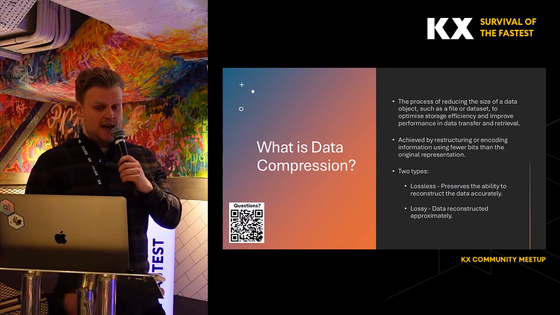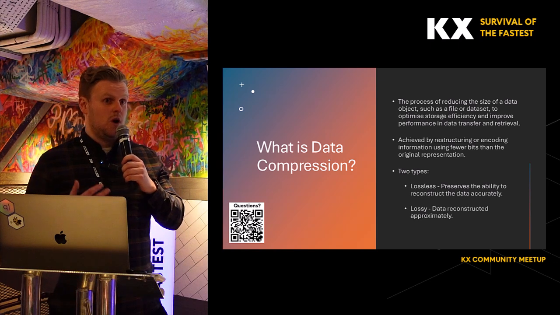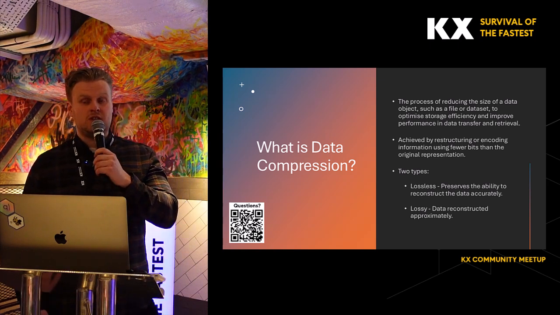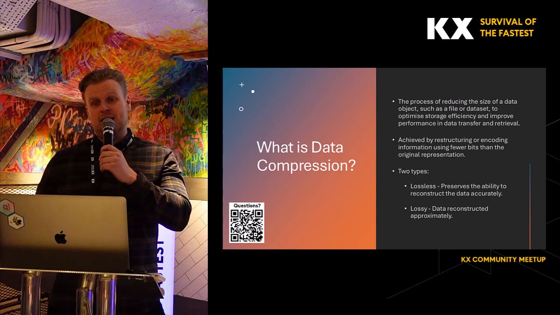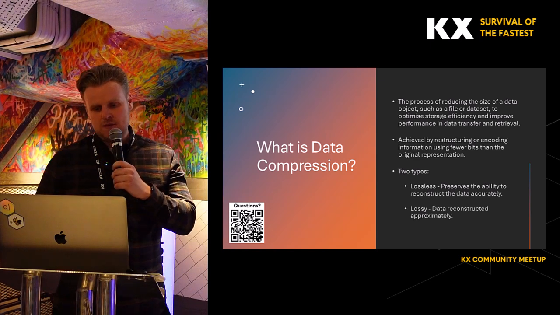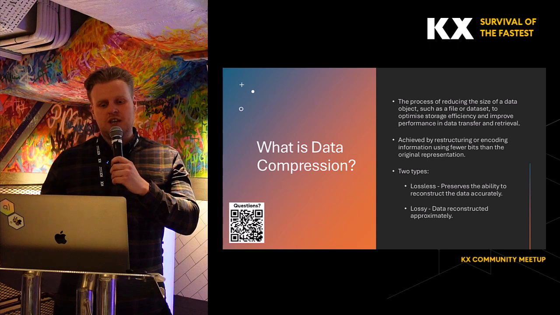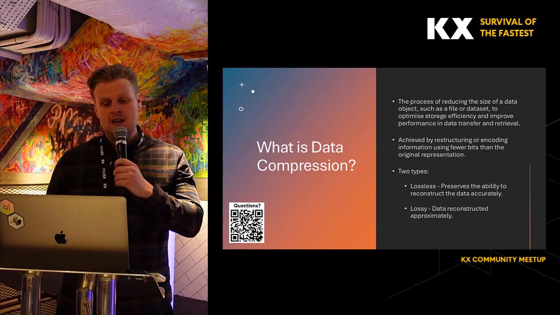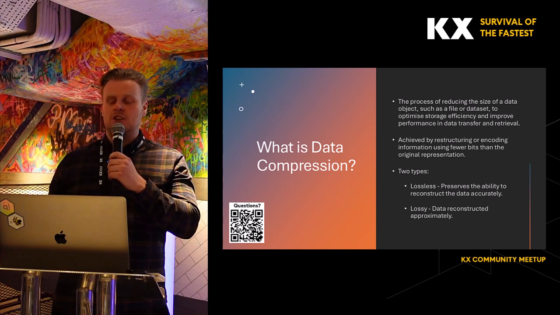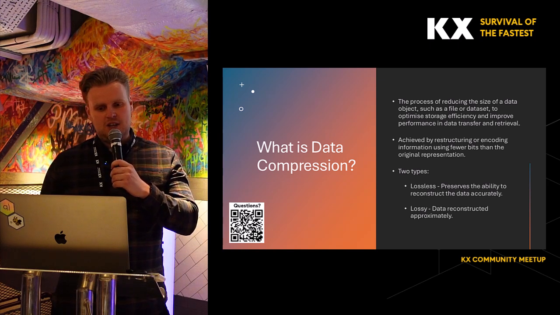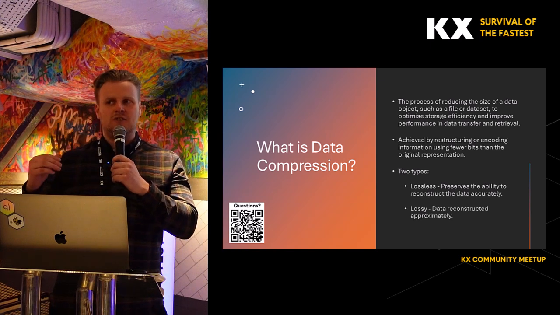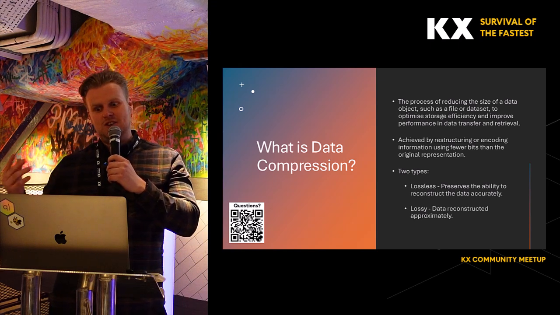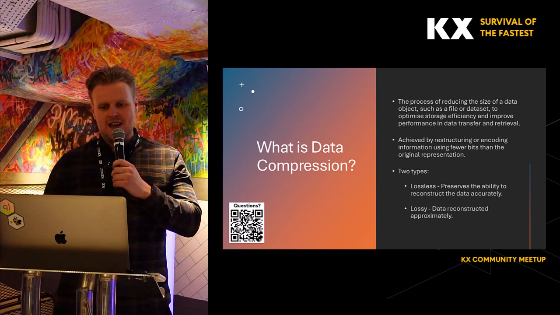There are two types. We have lossless, which is what we're concerned with in KDB land, and this is where we preserve the ability to reconstruct the data accurately. Obviously in finance, you don't want to be losing any information. But just to be aware, there's also lossy, which is where data is reconstructed approximately. You get this in things like MP3, where frequencies outside the human range of hearing are removed, and in JPEG, where the resolution of the image is reduced. If you compare a JPEG and a PNG, you'll notice your JPEG images are usually lower resolution.